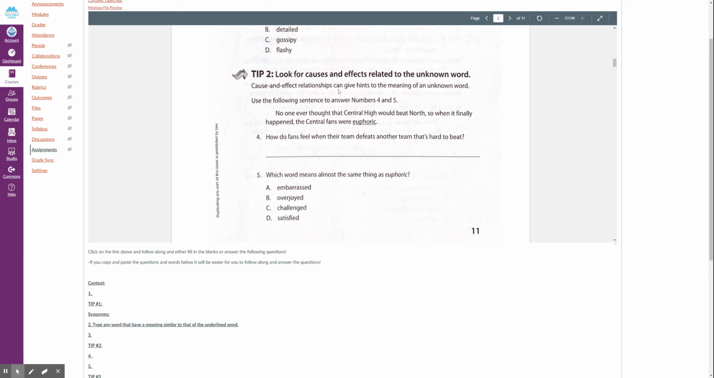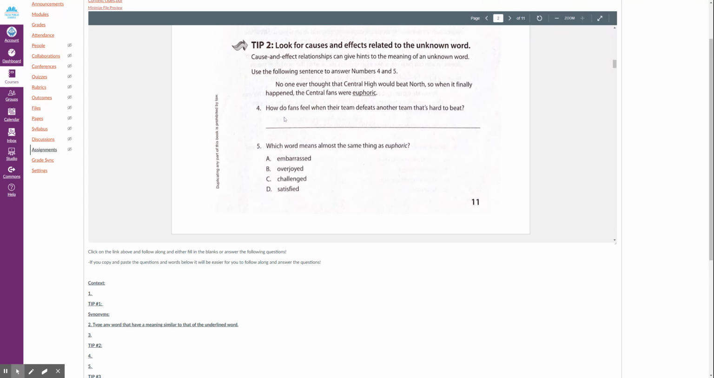All right, tip number two. Tip number two, look for causes and effects related to the unknown word. Cause and effect relationships can give hints to the meaning of an unknown word. Use the following sentence to answer numbers 4 and 5. No one had ever thought that Central High would beat North. So when it finally happened, the Central fans were euphoric.